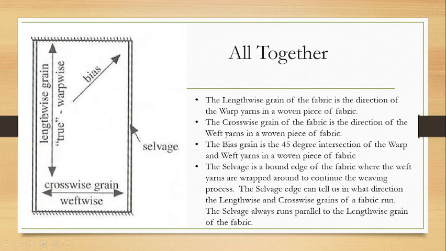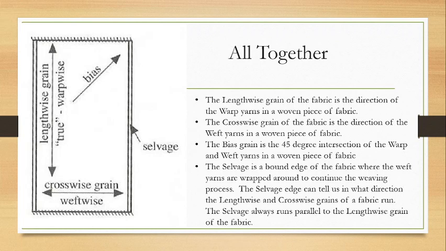We, of course, have the lengthwise grain, which is created by our warp yarns. So we can also call it the warp-wise grain or the true grain. All these things are the same. There's a lot of different names for a lot of these different things. So if I'm talking about the length grain, the true grain, the warp-wise grain, it's all the same thing.